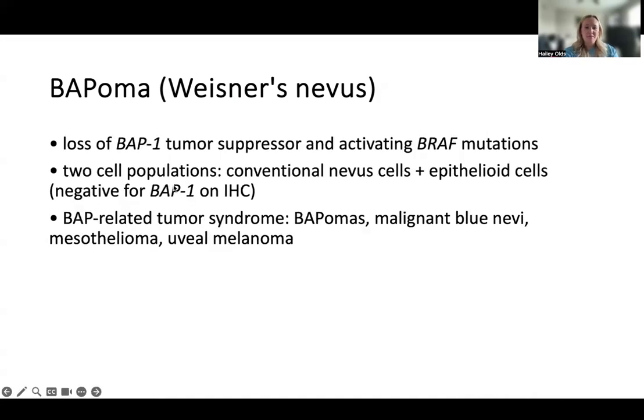So this is associated with the loss of the BAP1 tumor suppressor and activating BRAF mutations. So in that syndrome, the BAP1-related tumor syndrome, you get these BAPomas, malignant blue nevi, mesothelioma, and uveal melanoma.